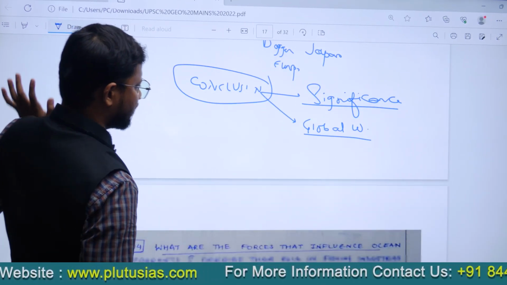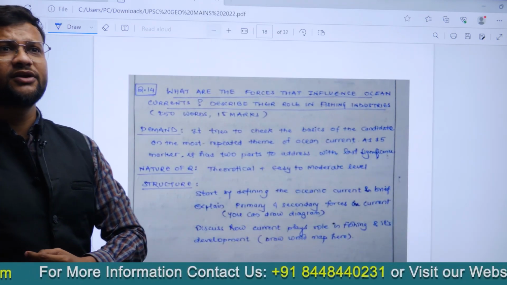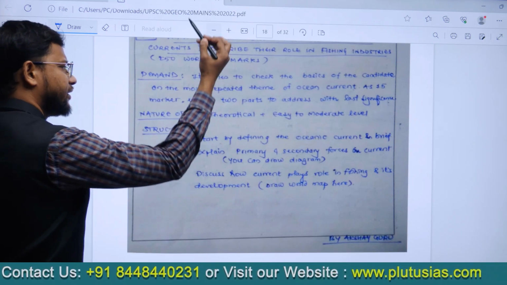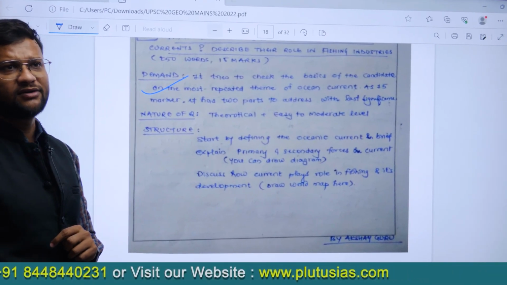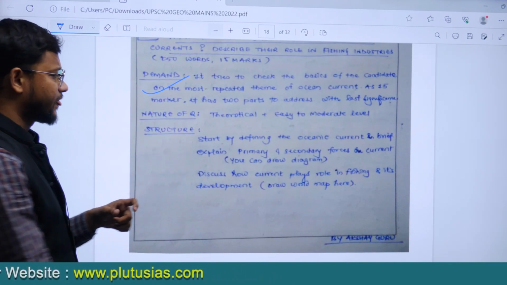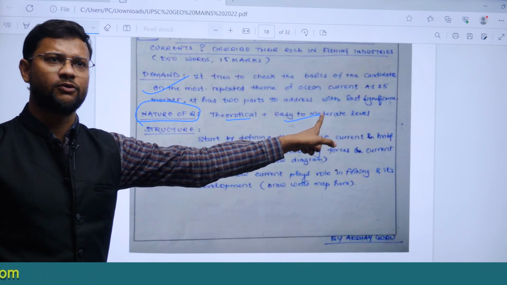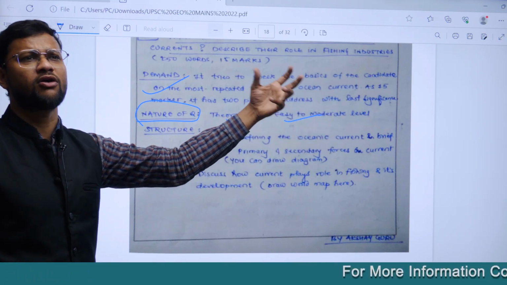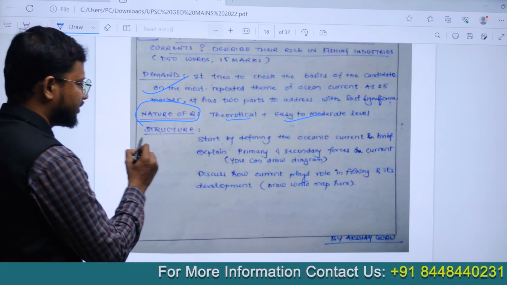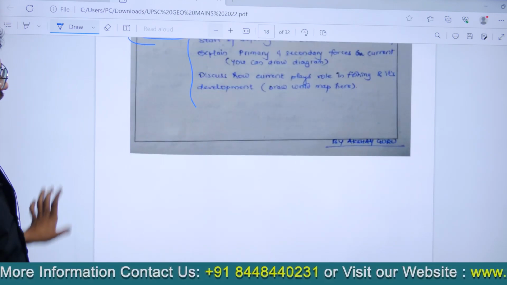So the conclusion. Now see the answer written for you. You will find the demand. I already told you what the demand of this question is. Looking at the question, you should understand what exactly it is trying to ask you. Then the nature of the question: it is theoretical in nature and of easy to moderate level. It is not very difficult or from very unknown territory; it is absolutely within known territory. Then the structure, which we have already discussed. You can go through this further.